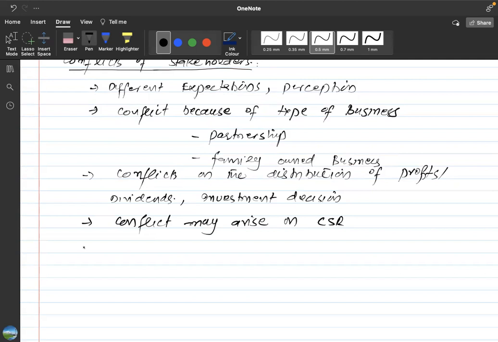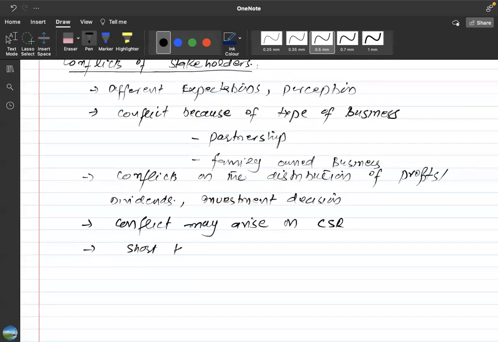The conflict might arise on the short-term goals of the business between these different stakeholders and the long-term goals of the business.